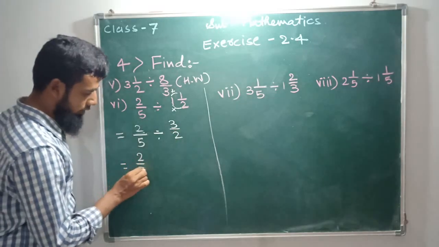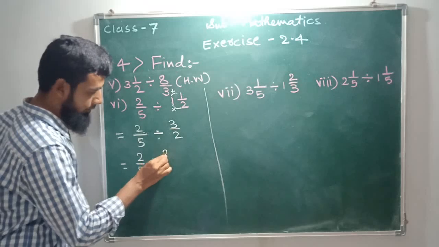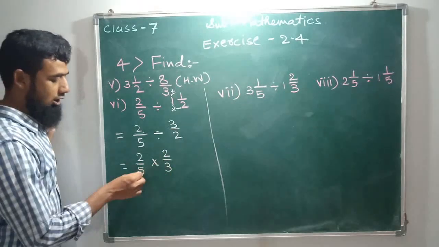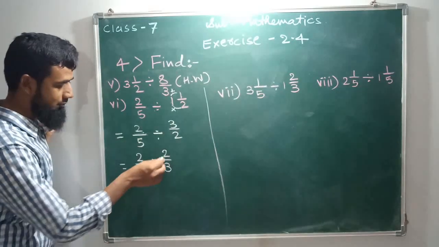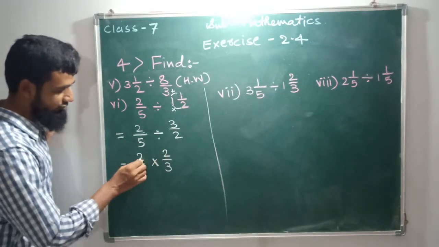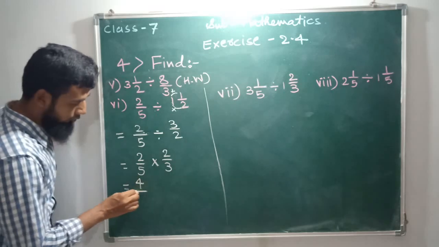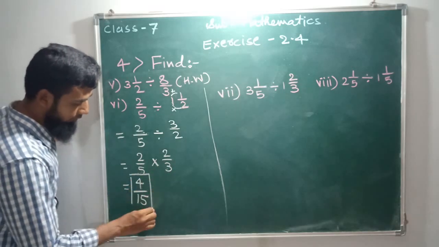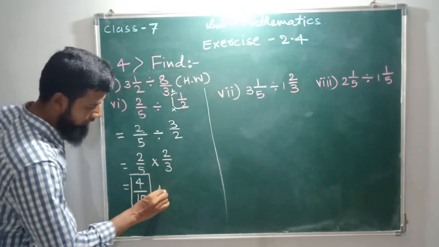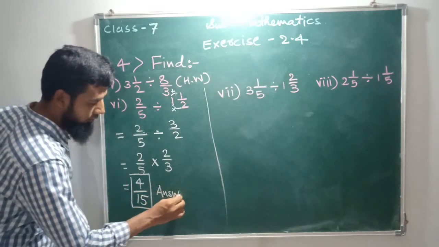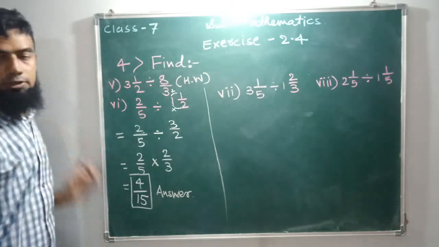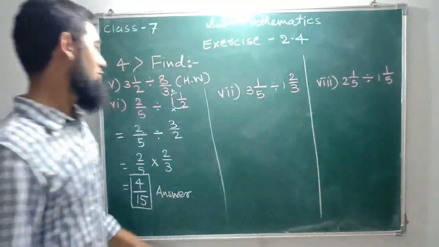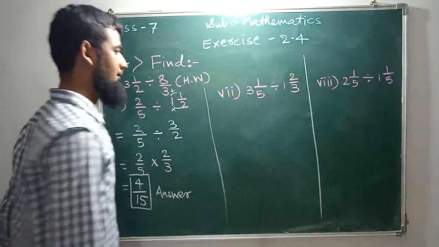So 2 upon 5 multiplied by 2 upon 3. Okay. Now try to reduce, but there is no possible. So answer is 2 2 ja 4 upon 5 3 ja 15. So beta, this is your answer. Clear? Now we will move on to question number 7.